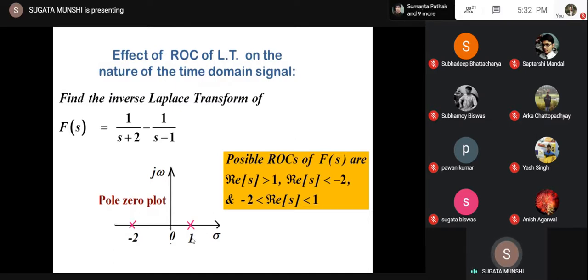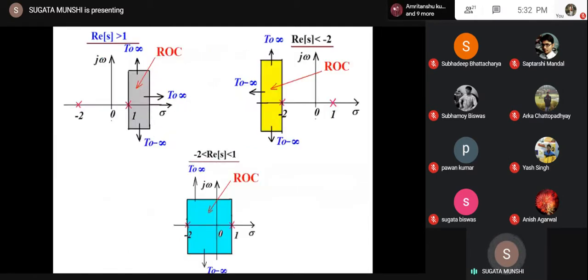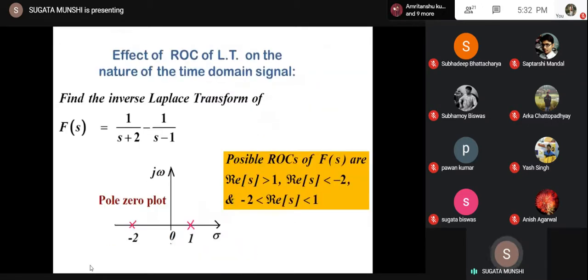One is obviously the region of convergence that will be a vertical strip extending from sigma equal to 1 in the rightward direction up to sigma equal to plus infinity, a vertical region whose edge is parallel to the j omega axis. So real value of s greater than 1 will be one of the ROCs. And that ROC will represent the ROC of the Laplace transform of a causal signal, isn't it?